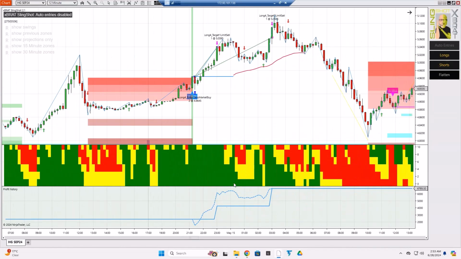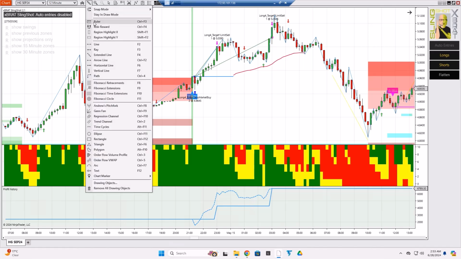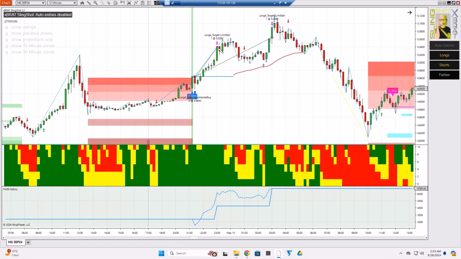Okay, there it is. So again, measuring tool I'm going to use now. I'm going to go to this little ruler here. Going to go to the ruler. I'm going to click on the start here. I'm going to go to that high there. That gives me this amount.